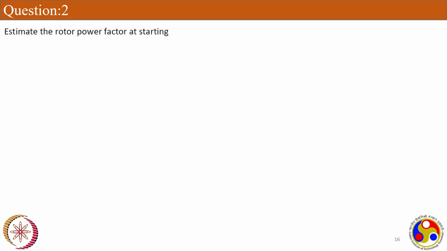Now the second question, estimate the rotor power factor at the starting. So power factor is cos phi, and phi is nothing but the angle between them. Now we already calculated this. Now see, cos phi is, we know, R by Z, the resistance by impedance from the impedance triangle. If you see, cos phi is R by Z. Now R is the resistance, Z is the total impedance.